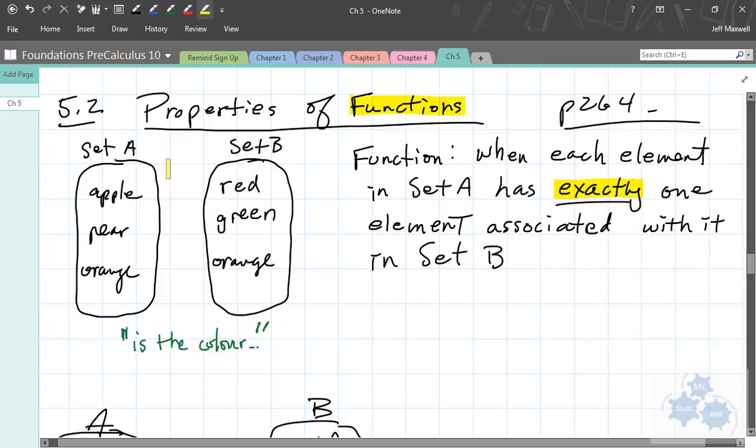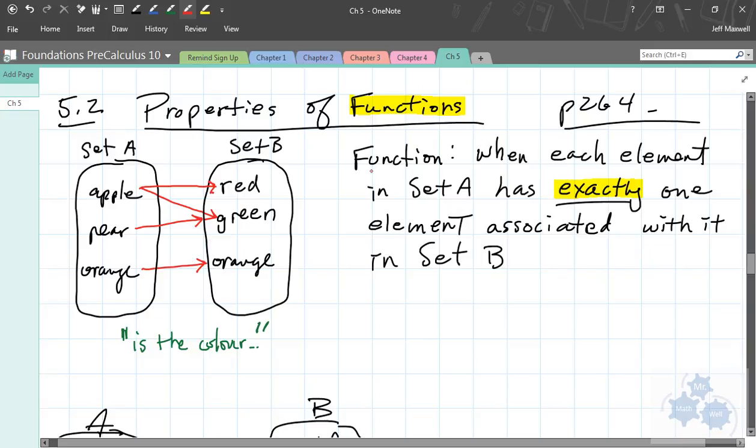Now, if you look at this set A and set B here, we have fruits and we have colors. Now, if we draw an arrow diagram, we know that an apple can be red. An apple can also be green. A pear can be green, and an orange is orange. So that's what our arrow diagram might look like.